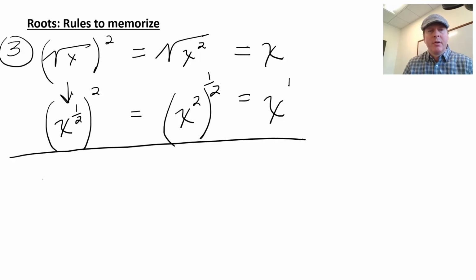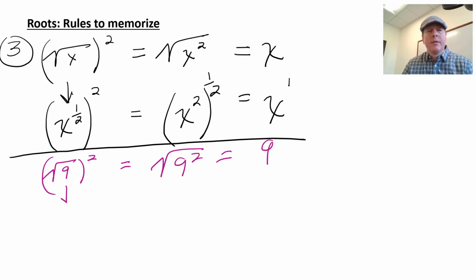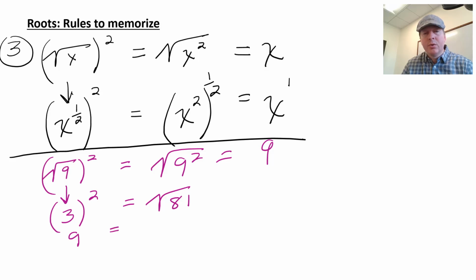Let's look at an example. The square root of 9, squared, is equal to the square root of 9 squared. It's equal to 9. The square root of 9 is 3. 3 squared is 9. And the square root of 9 squared is the square root of 81, which is 9. 9 is equal to 9, so it all works out.